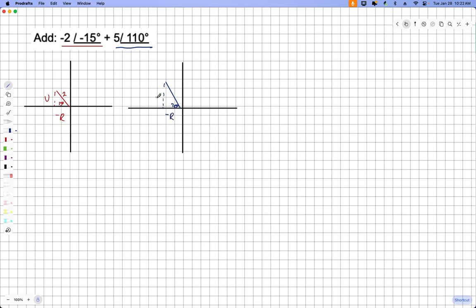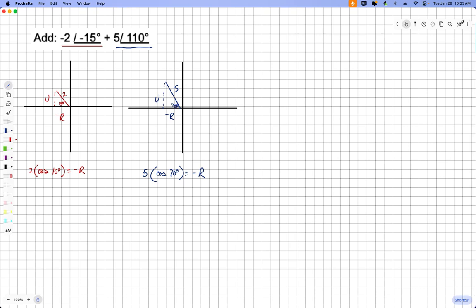Negative r, positive u. So in red, 2 times cosine of 15 degrees is negative r. And this is 5. 5 times cosine of 70 degrees is negative r.